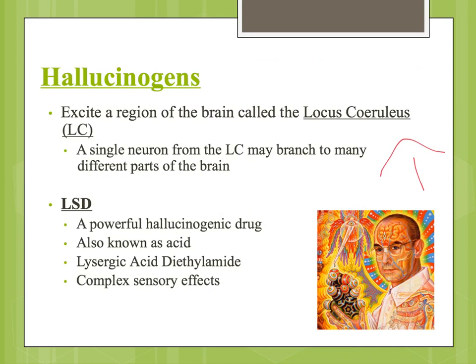So for a really powerful hallucinogen like LSD, one of the most powerful hallucinogens we know about, also known as acid for its street name, it stands for lysergic acid diethylamide. And because one neuron from the LC can branch to all different parts of the brain, it can activate the sensory cortexes of the cerebral cortex. And so LSD, for example, has very complex sensory effects. So that's why on LSD, people can smell colors, or they can hear a tree coming up behind them. Okay, it has really, really bizarre sensory effects, and we'll go into more detail in class.